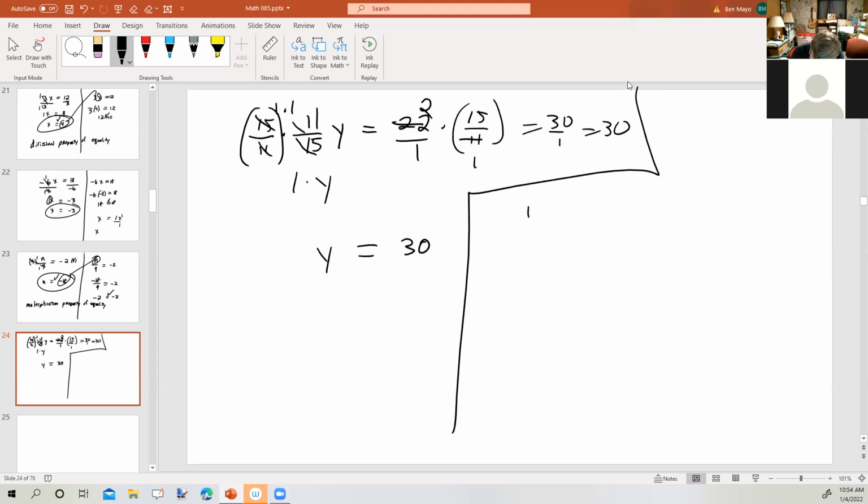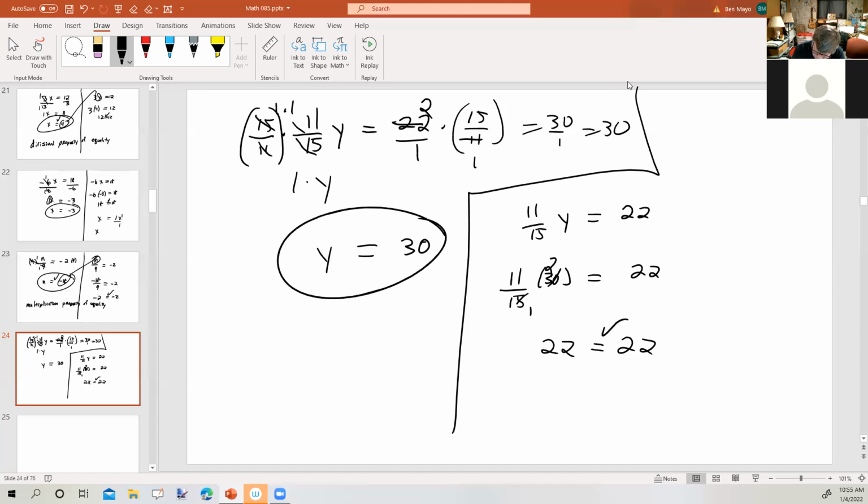Let's check our work. 11/15 y equals 22. I'm going to put 30 in the place of y. 30 over 15 reduces to 2 over 1. 11 times 2 is 22. 22 equals 22. It checks. The solution is true or correct.